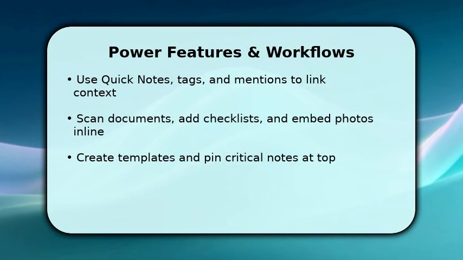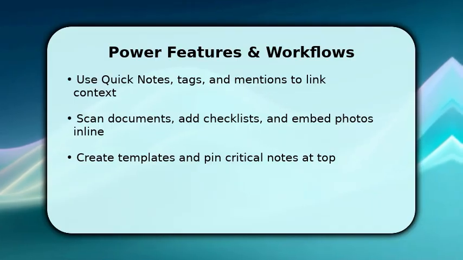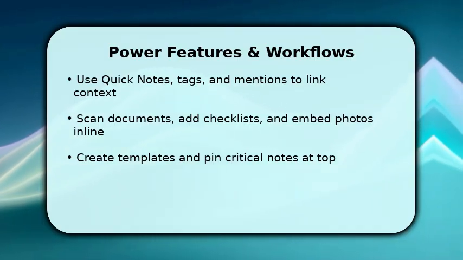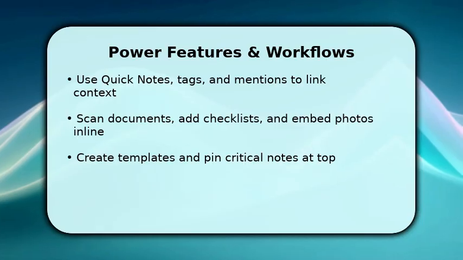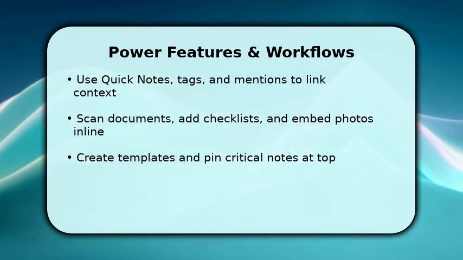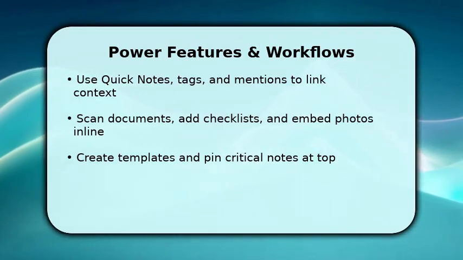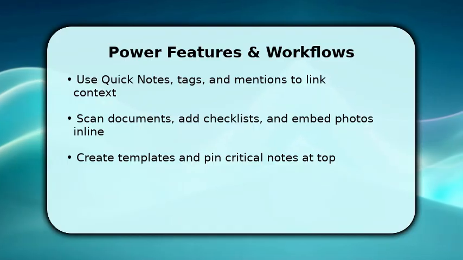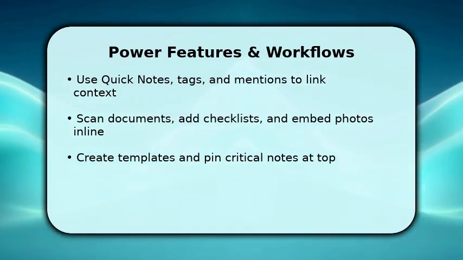Now you'll add speed and structure. Use quick notes to capture ideas from any app and apply tags to group items across folders for fast filtering. You should scan documents into notes and convert handwriting with Scribble when needed. Checklists keep tasks actionable. Create reusable templates for recurring note types and pin essential notes to the top so they're always visible. These features turn notes into a lightweight database. Once configured, you'll navigate, search, and act on information far faster.